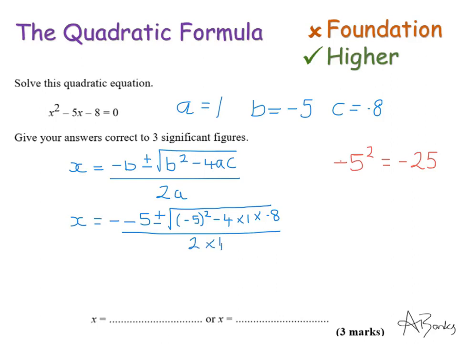Now, as before, if I want to bank an extra mark for working out, just in case I type it in my calculator wrong, which with ones like this is very highly likely, there's a lot of things to type in, I'm going to just simplify a little bit.